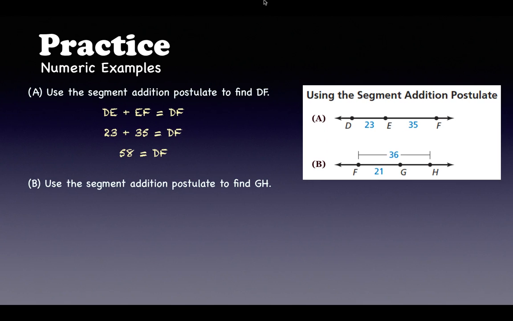If we look at example B, we can again begin with the segment addition statement. FG plus GH equals FH. Once again, we substitute our values into the segment addition statement. Notice this time the constants 21 and 36 are on opposite sides of the equal sign, so we must subtract 21 over to the right-hand side. That gives us GH equals 36 minus 21, which simplifies to GH equals 15.